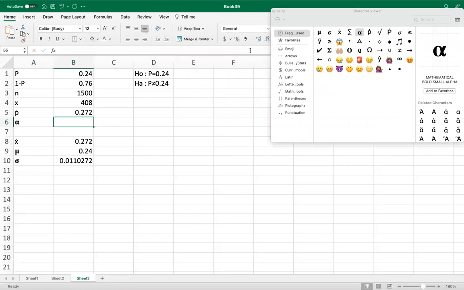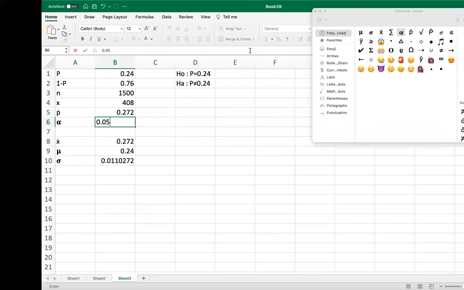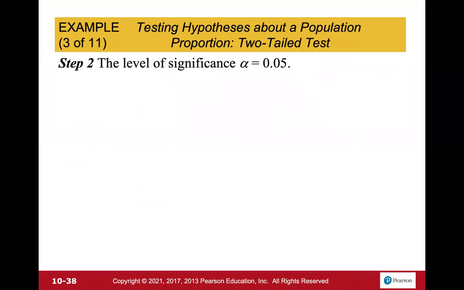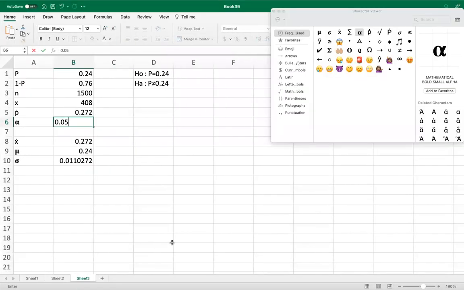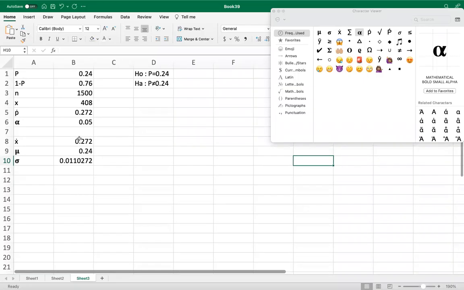So alpha equals 0.05. And coming back here, we could get started on the problem. For this problem, we'll just go over the classical approach. We won't go over the p-value approach just because it's a two-tail test, a little bit more complicated, but no big deal. So from here, we're going to take the classical approach.